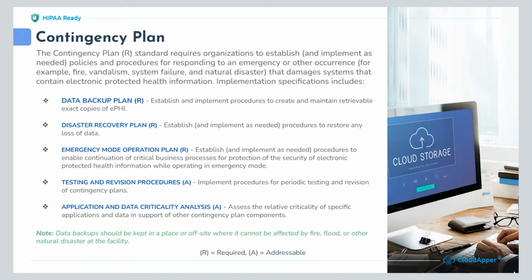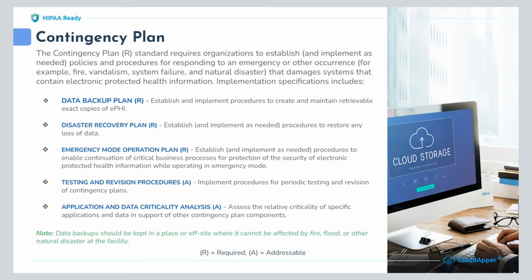The contingency plan standard requires organizations to establish policies and procedures for responding to an emergency or other occurrences that damage systems that contain electronic protected health information. Implementation specifications include data backup plan, disaster recovery plan, emergency mode operation plan, testing and revision procedures, application and data criticality analysis. The data backup plan means establishing and implementing procedures to create and maintain retrievable exact copies of ePHI.